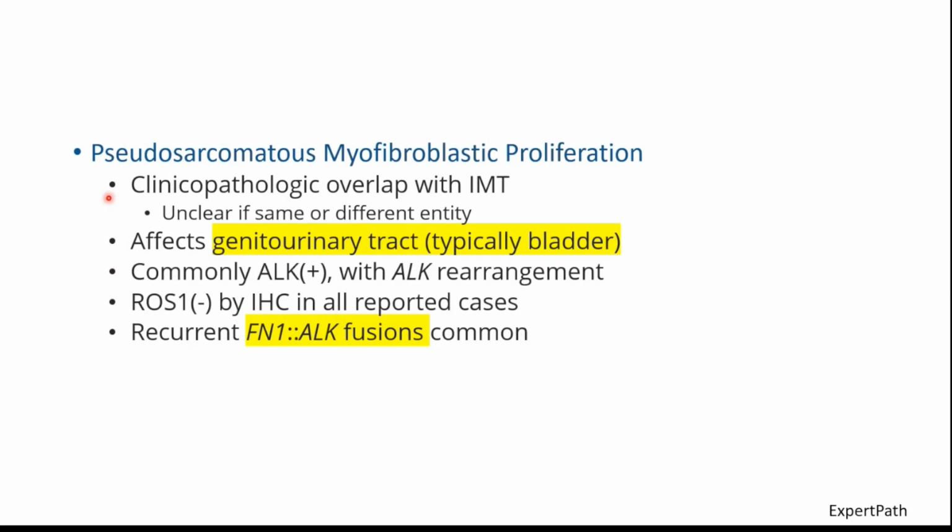Then another differential is pseudosarcomatous myofibroblastic proliferation. This one also has clinicopathologic overlap with IMT, so this is a controversial entity. People don't know whether these two are the same or different, but the anatomic site is usually the genitourinary tract, typically the bladder. In this diagnosis, ALK is also positive with ALK rearrangement, but ROS1 is negative in all reported cases. And the molecular finding is FN1-ALK fusion.